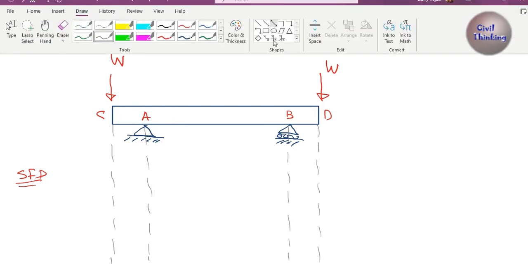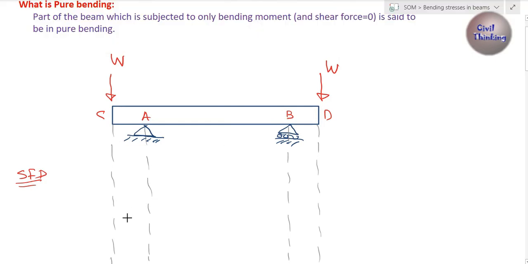Now let us draw a zero line, the baseline of the shear force diagram. On this line, the shear forces are zero. Now, when you see the C part, this point corresponds to the C part. This point corresponds to the A part because A is above it. This point is B and this point corresponds to part D.